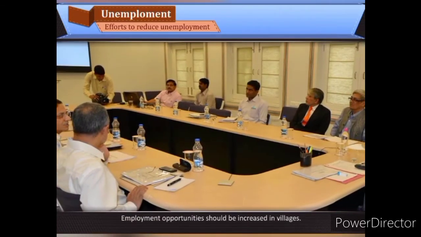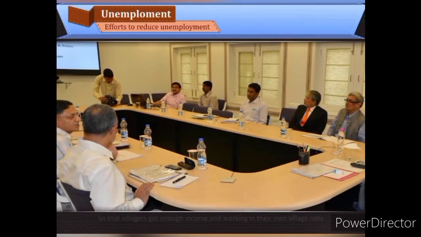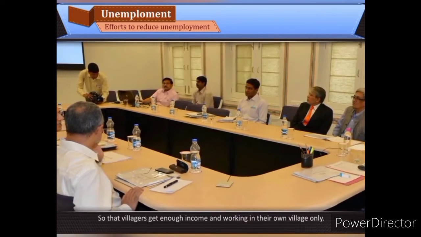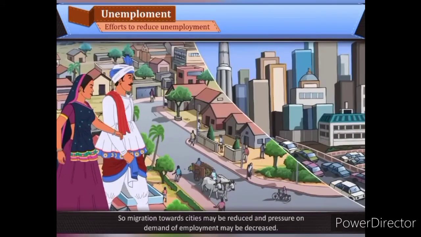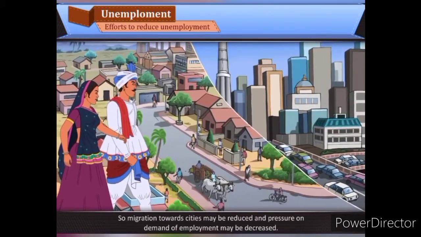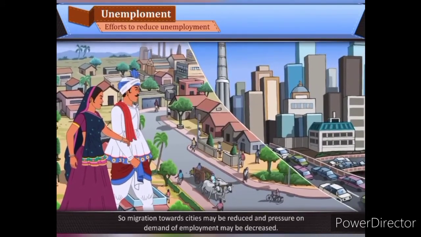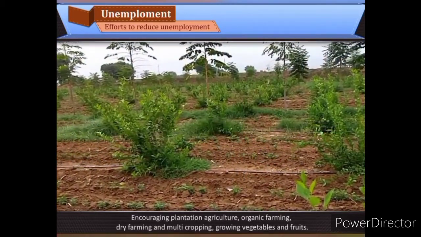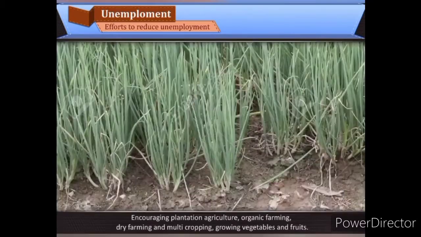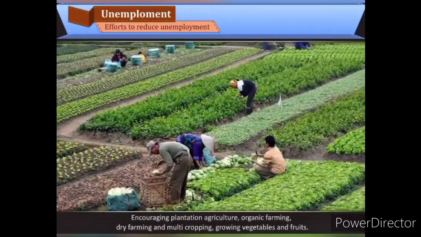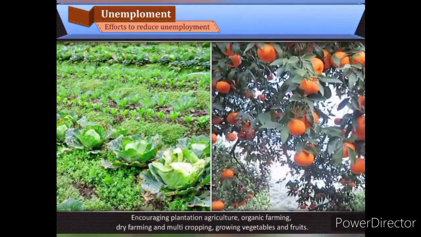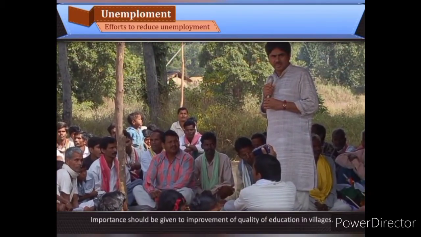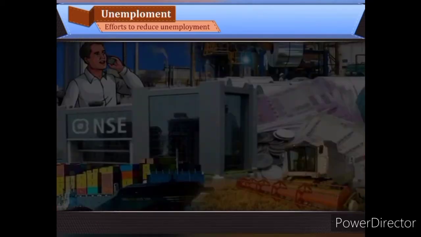Employment opportunities should be increased in villages, so that villagers get enough income and working in their own village only. So migration towards cities may be reduced and pressure on demand of employment may be decreased. Encouraging plantation agriculture, organic farming, dry farming and multi-cropping, growing vegetables and fruits. Importance should be given to improvement of quality of education in villages.